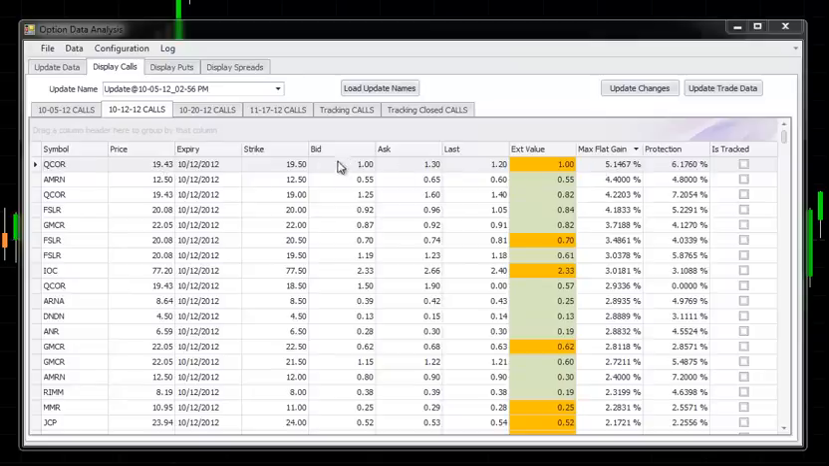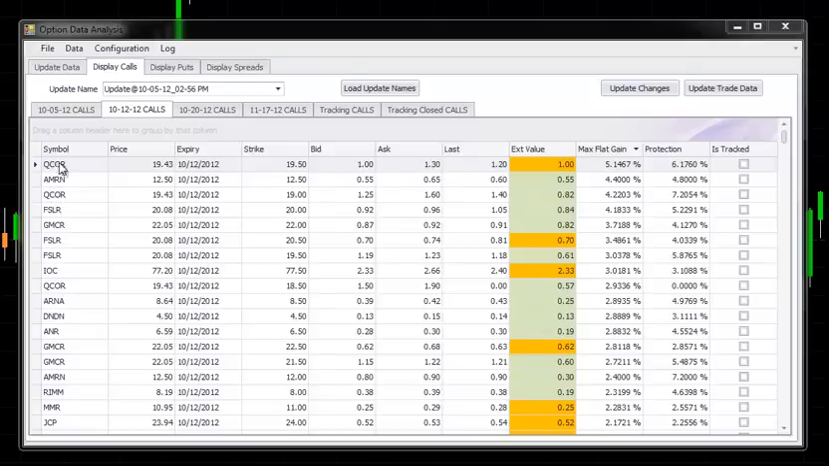Okay, so that's what that is showing, and then you can see that there's a list, and this is sorted, by the way, by the max flat gain. So this is the best opportunity on the board right now with the weekly options. And there's a list here, and then it shows comparisons.